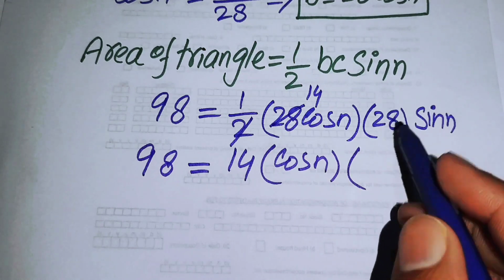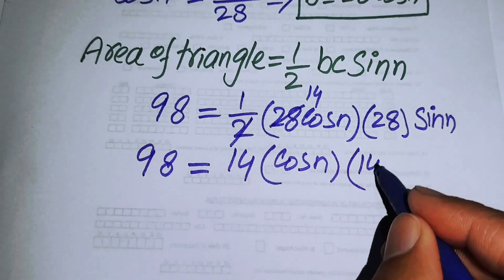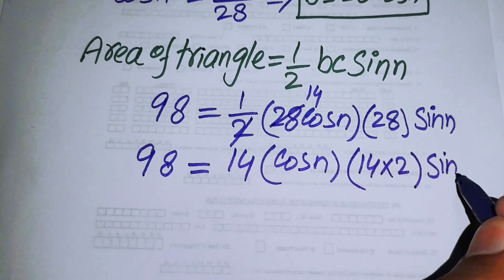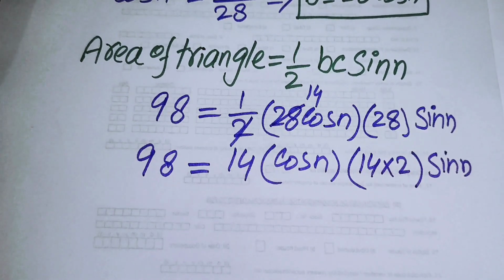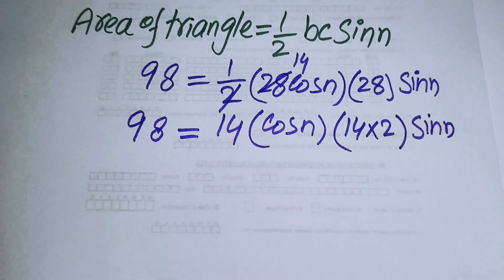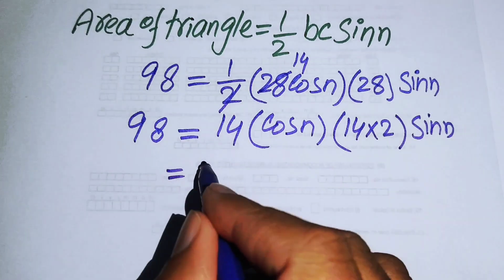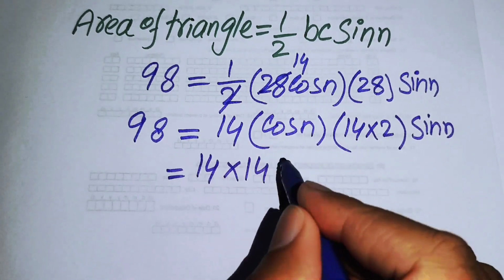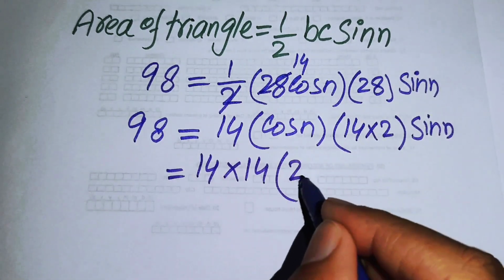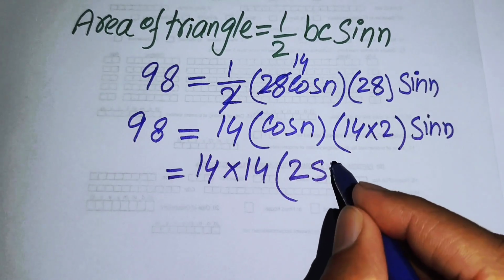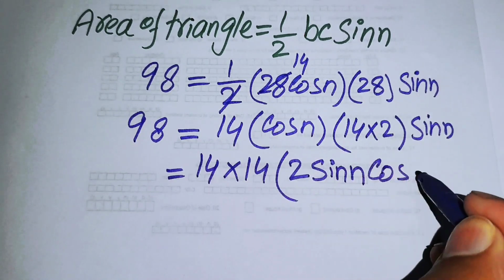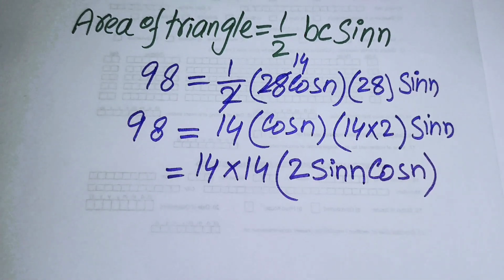Here we write this 28 as 14 times 2, and we have this sine of the angle n. Now we will rearrange the terms, and we can write it as 14 into 2, then sine n, and here we have cos n. So we can write cos of the angle n.